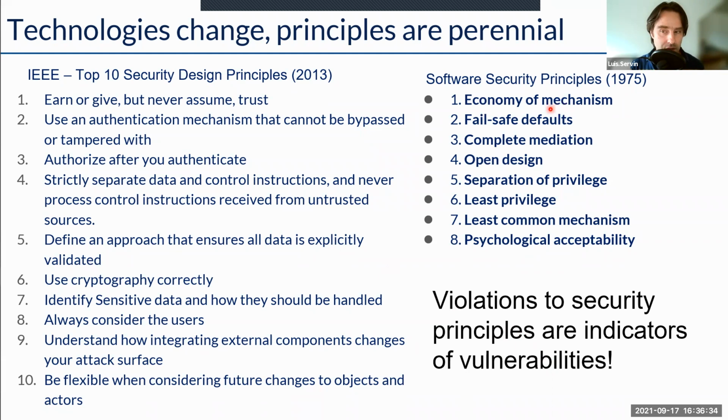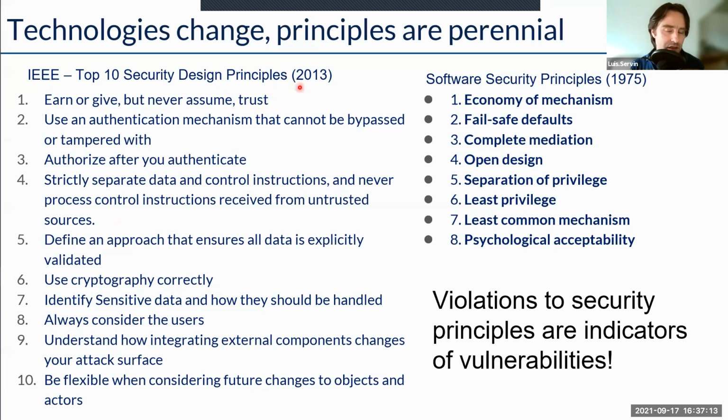Economy of mechanism, keep it easy, or keep it simple. Fail-safe defaults. Authorization decisions need to be taken by a central instance. Open design, which reminds a lot of Kerckhoffs's principle. The key is the secret, not the algorithm. Separation of privilege, least common mechanism, think environment variables, for example, and psychological acceptability, which is perhaps the hardest one. If we impose too much of a burden on our users, they will find a way around it.